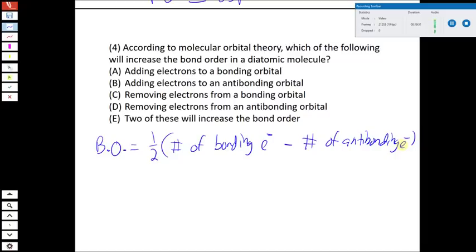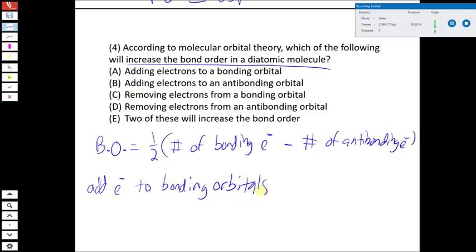So if we're looking at which of the following will increase the bond order, from a mathematical standpoint, if we want the bond order to get larger, we need to increase this term here by adding electrons to bonding orbitals. If we add an electron to a bonding orbital, that's going to make the bond order go up by 1/2 for each electron that we add. Remember, bonding orbitals are orbitals that have electron density in between the two nuclei that are bonded. So every time we put electrons in there, we're drawing the nuclei closer and closer together with a stronger attraction. So adding electrons to bonding orbitals, both mathematically and conceptually, the bond order will increase. We're going to make the bond stronger when we add electrons.